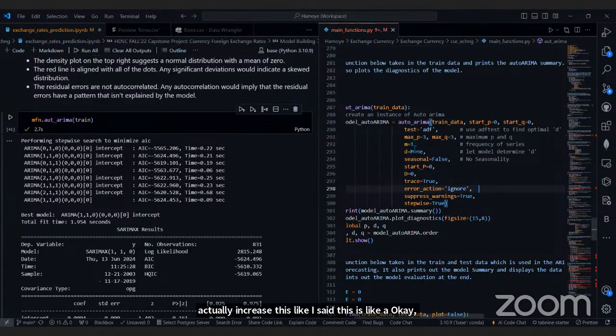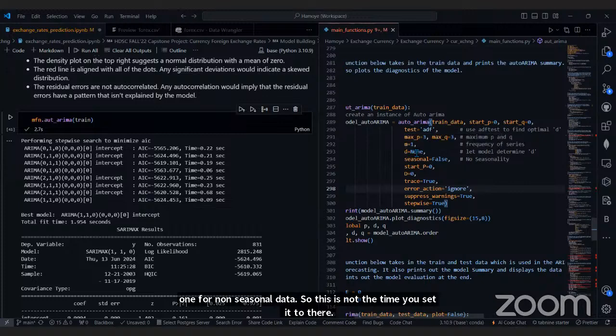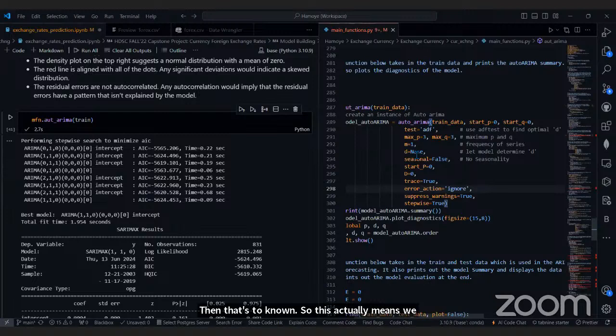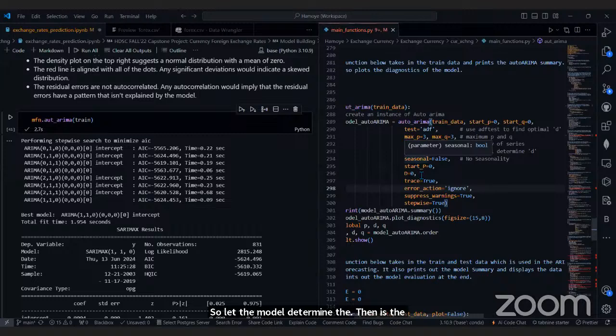Then we have the frequency of series: 1 for non-seasonal data, and if it's seasonal data, you set it differently. Then D is set to none, which means we want the model to determine the optimal value of D. So let the model determine D. Then seasonal is set to false, which says that the data is not seasonal, right?